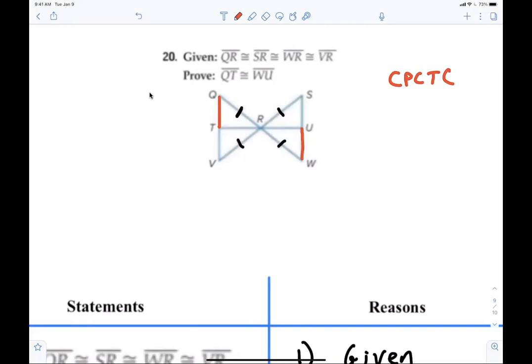SRW and VRQ. SRW and VRQ. Wow. So how is that going to help me? Because UW, and I'm not saying you're wrong, right? You're actually right. But how is that helping with those parts? Because UW is not part of that triangle.